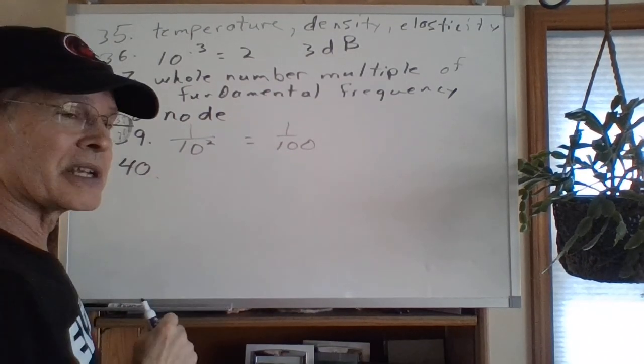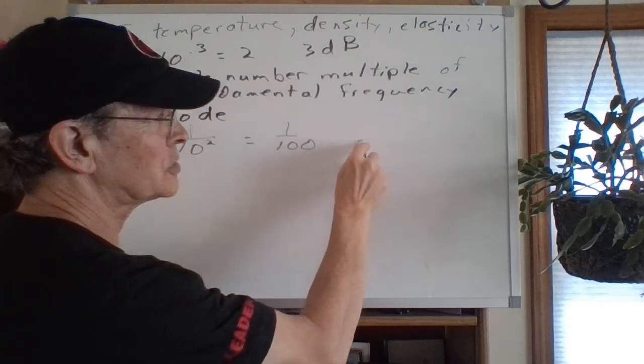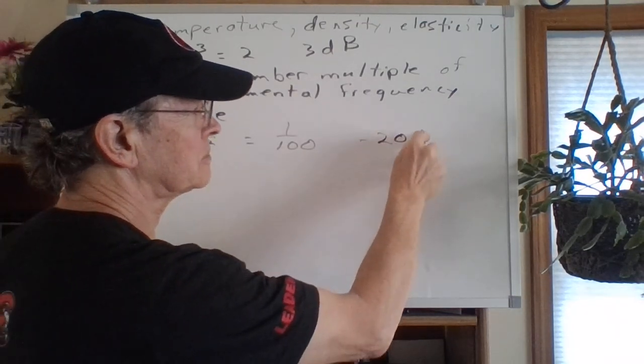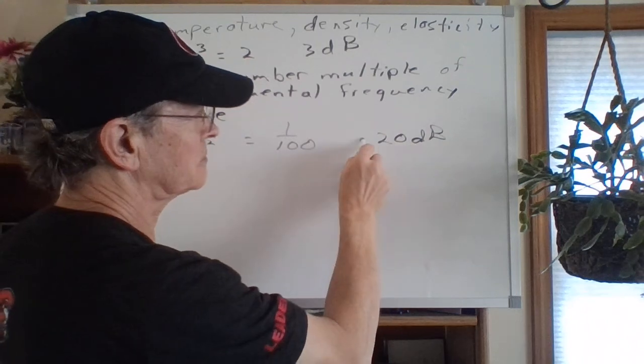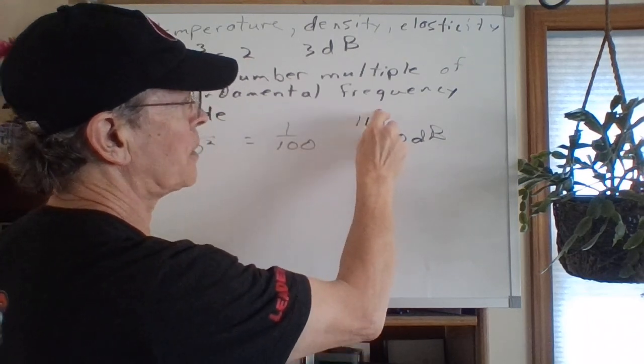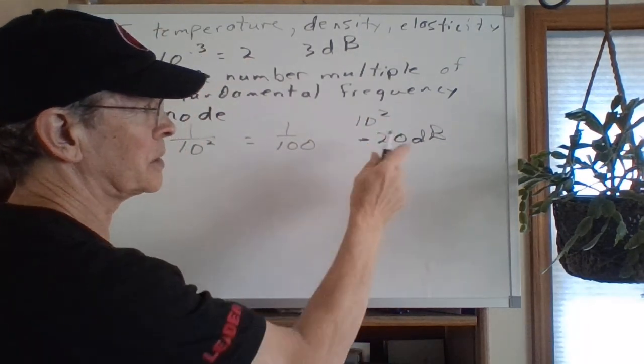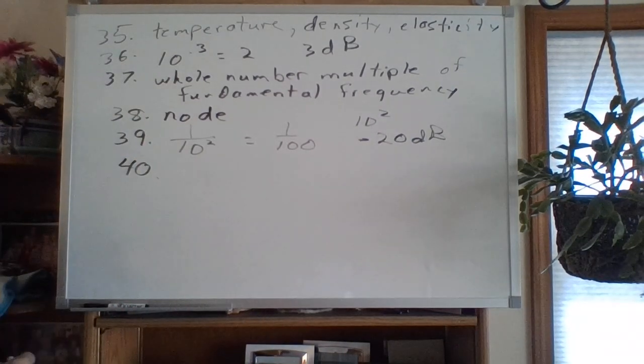What's 100 times quieter? That would be 20 decibels less, right? Because it's 10 to the 2 power, 20 decibels less.